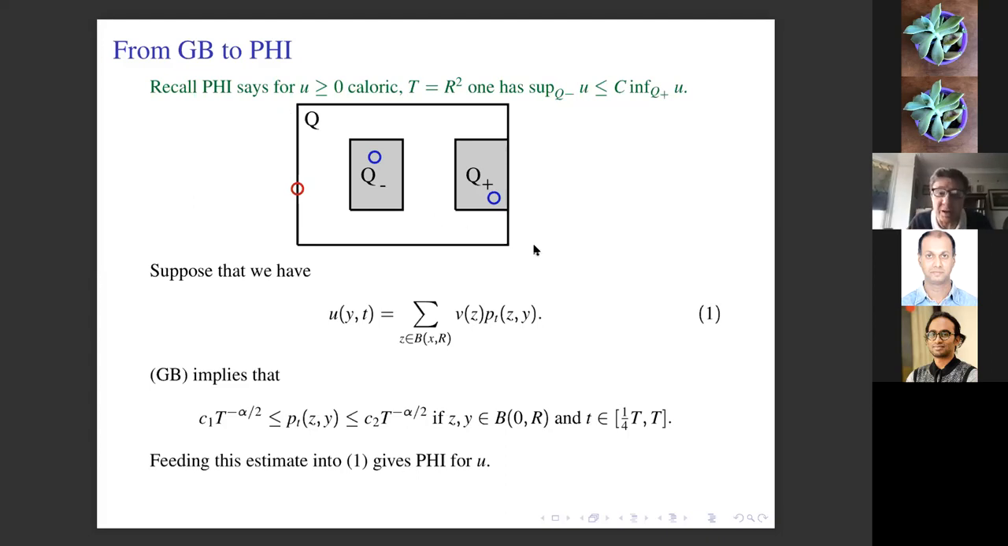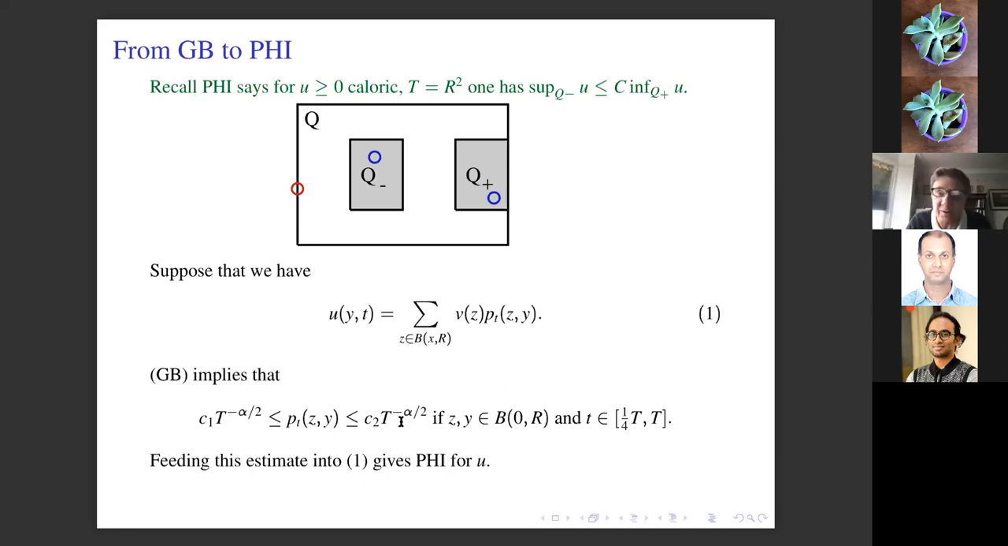Now, if we look at the Gaussian bounds, they tell us that for a point z here and a point y here or here, p_t(z,y) is bounded above and below by t to the minus... What I should have written here is mu_a of the ball B(x,r) rather than t to the minus alpha over 2. I'm sorry about that. But we get the same bound, and we would have to use the volume doubling to say that the two bounds that we get here and here are comparable.